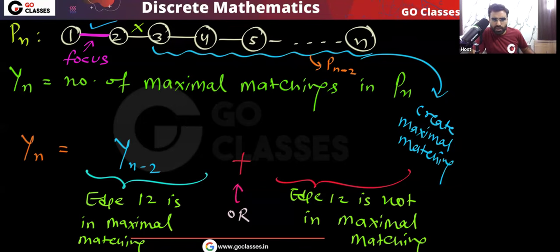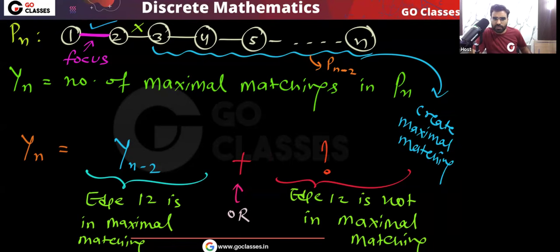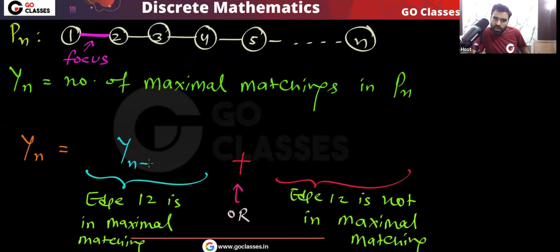Actually, this we have already seen in part 2, in the previous part. So here you can see the number of maximal matchings that contain this edge 1 2. Already this edge 1 2 we have taken in the maximal matching, so definitely this edge 2 3 we cannot take. Now in this remaining graph, you can create a maximal matching. Very simple. Okay. Now what about this? What is the number of maximal matchings that do not contain this edge 1 2? Already this we found, Yn minus 2. Now let's see this one. This edge 1 2 we have not taken in the maximal matching.